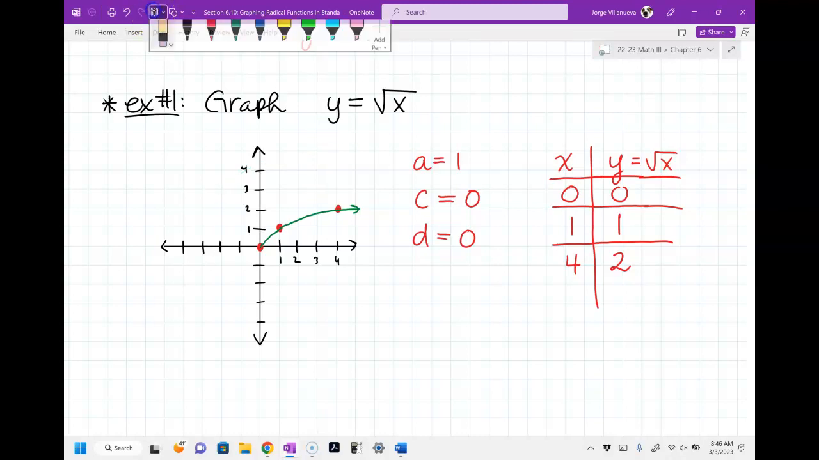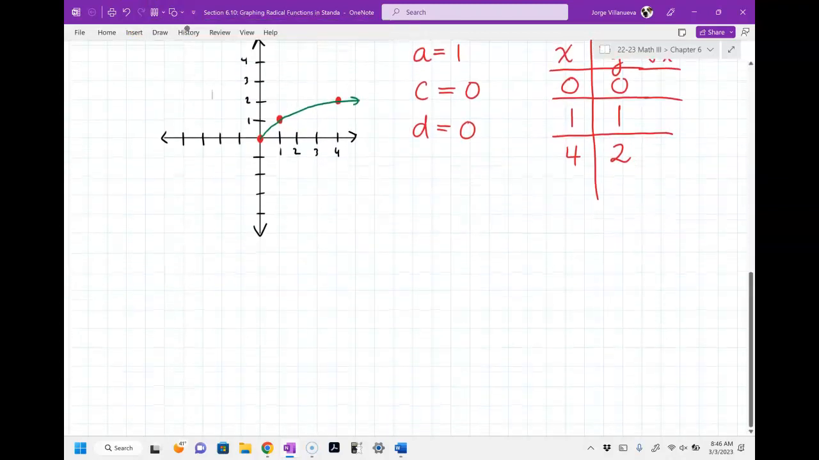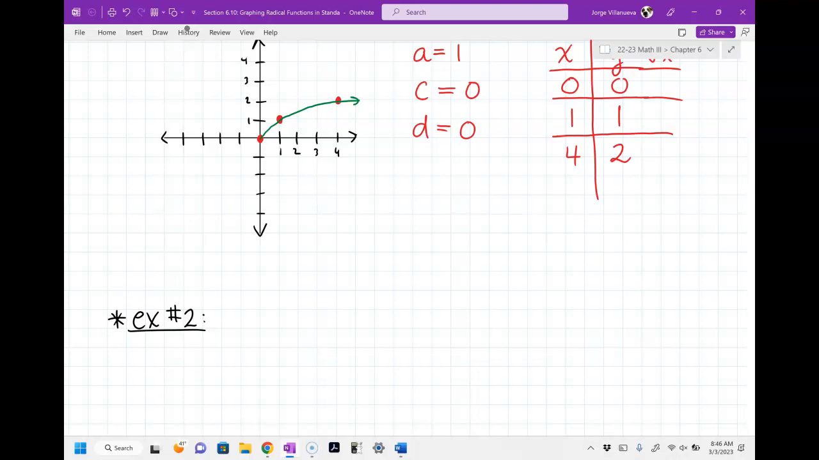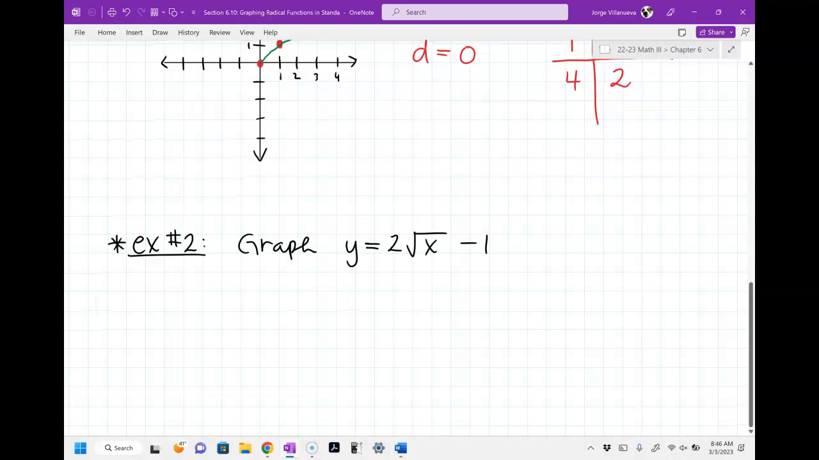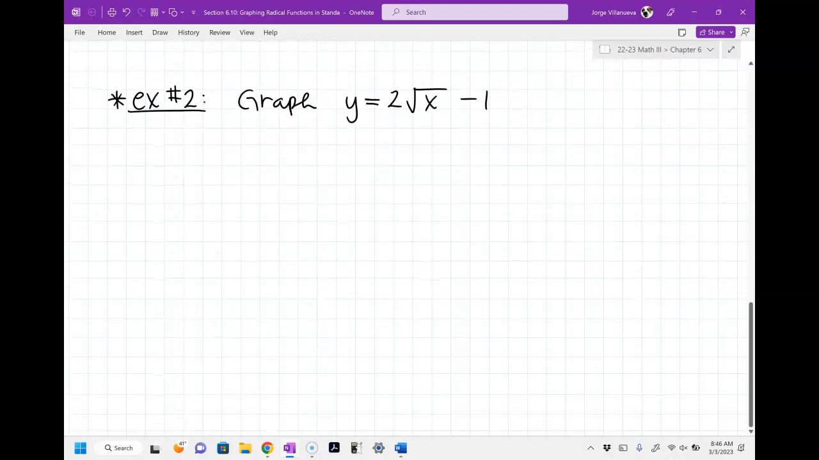So let me give you another one. So remember, this is the basic graph right there. So example number 2. We'll graph y equals 2 square root of x minus 1. So slowly we're going to move a little bit more difficult every time.